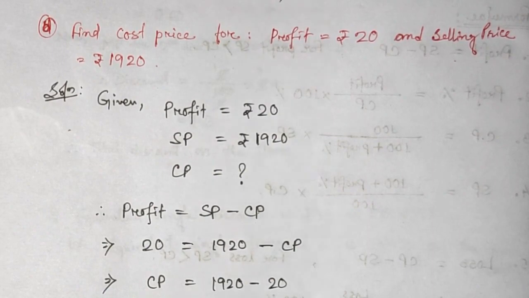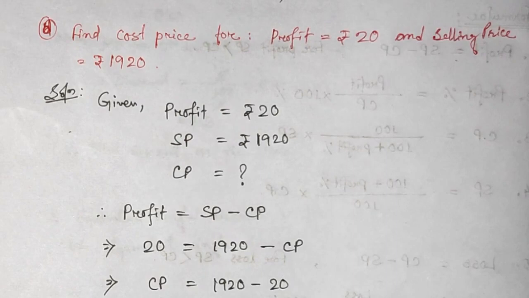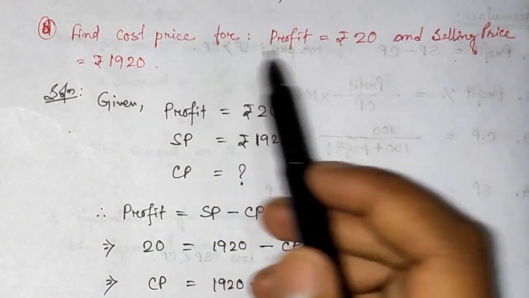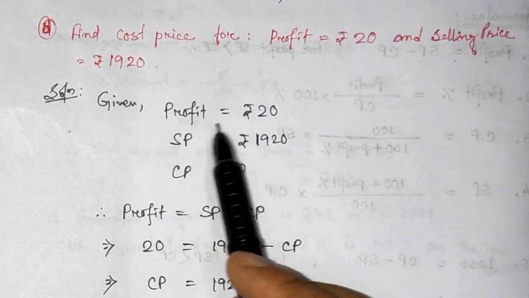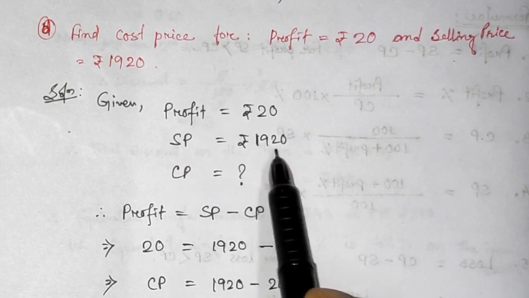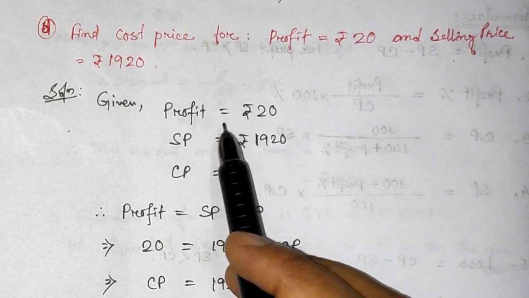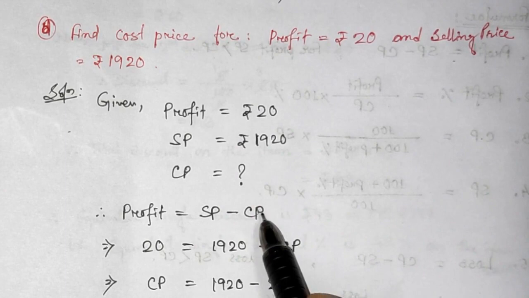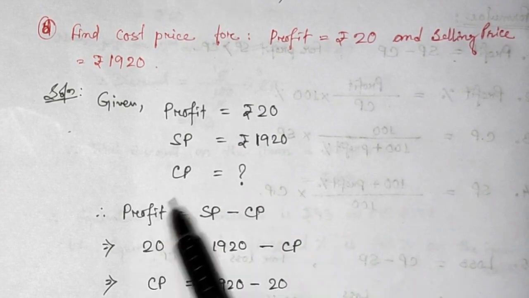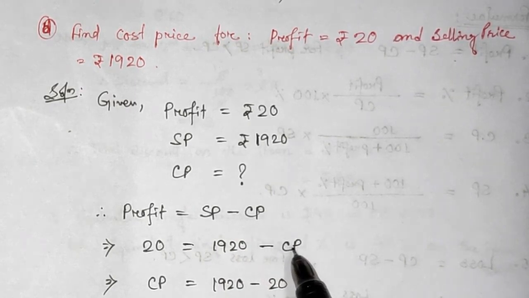Next, number D. It is given: find the cost price. We have given profit and selling price, SP. So write in solution: given profit equal to rupees 20 and selling price 1920. You have to find CP. Using the same formula, profit equal to SP minus CP. Put the values: 20 equal to 1920 minus CP. We need to find CP here.